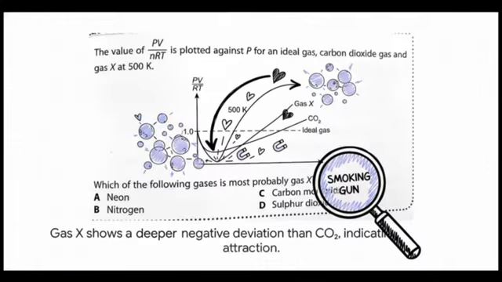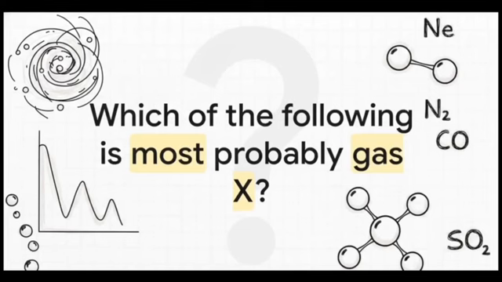This graph right here gives us our key clue. Take a really close look. Both CO2 and gas X dip below the ideal line, so we know attractive forces are at play. But just notice how much deeper gas X takes a dive. That significant difference, that is our smoking gun. So based on that much more extreme dip, which of these suspects is our culprit? Is it neon, nitrogen, carbon monoxide, or sulfur dioxide?